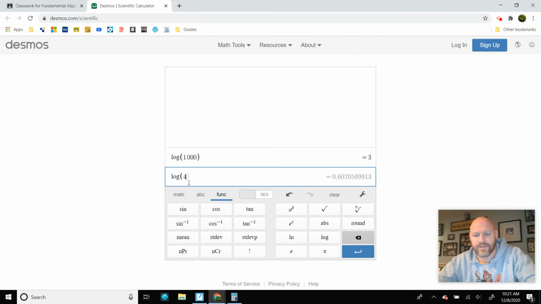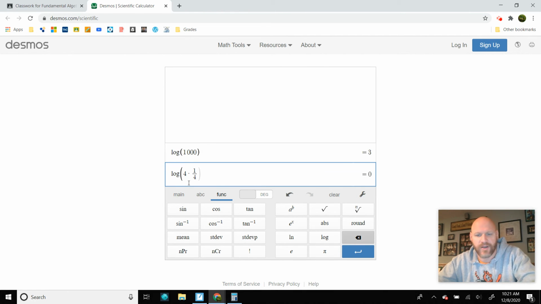And I'll have students that'll do this. They'll say times 1/4, and this is all kinds of wrong. Like the answer is 0. That doesn't work. That's not right.